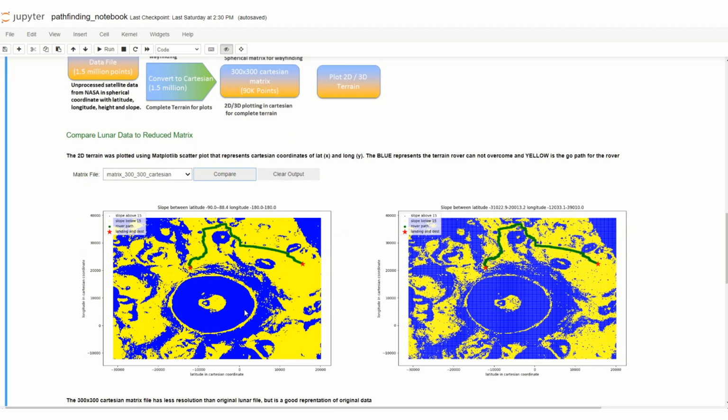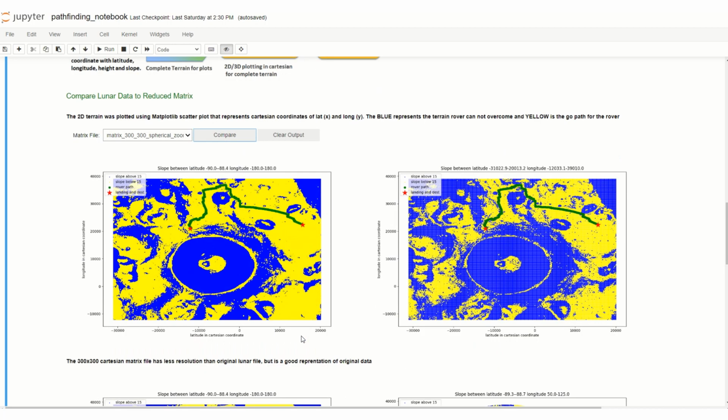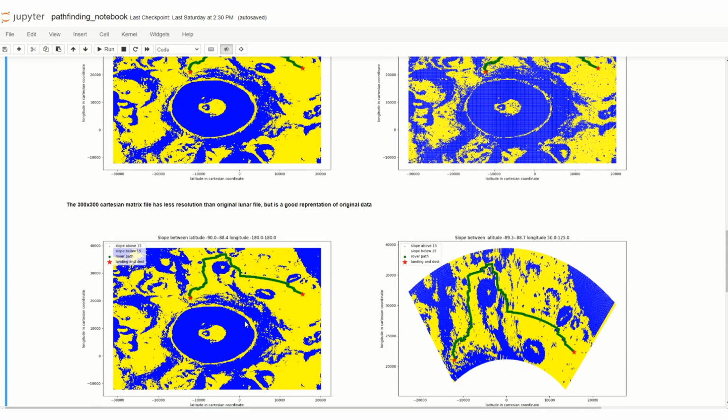The first one is the original, and the second one is the 300 by 300 Cartesian matrix. You can see it has fewer points, but it's still a very good representation of the path. And the next one is the original lunar data file, and we just cut off only the rover path, and we did it on spherical, and that's what we got.